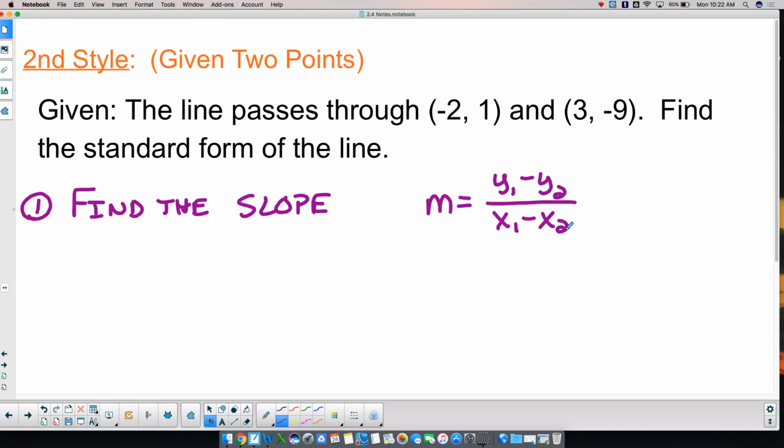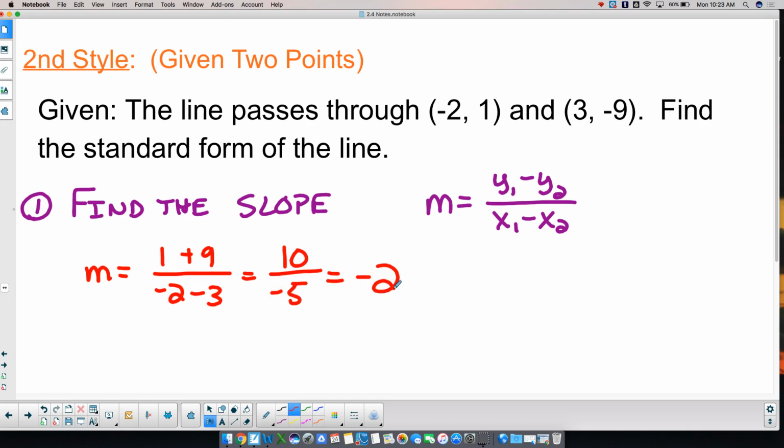Okay? So in this particular case, the slope of this line is going to be 1 minus negative 9 all over negative 2 minus 3, which is going to be positive 10 over negative 5, which gives me negative 2. If you went the other way, negative 9 minus 1 over 3 minus negative 2, you would have gotten negative 10 over positive 5, still giving you a slope of negative 2. Okay?